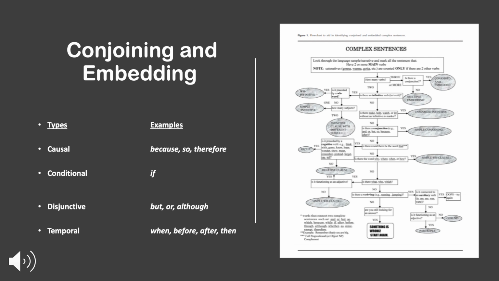This is a complex sentence because it contains 2 verbs, went and needed. It is a conjoined sentence because it contains 2 independent clauses. I went to the store and I needed ice cream. And the conjunction because. There are a number of conjunctions in the English language.